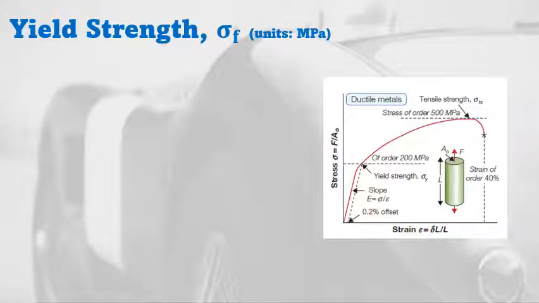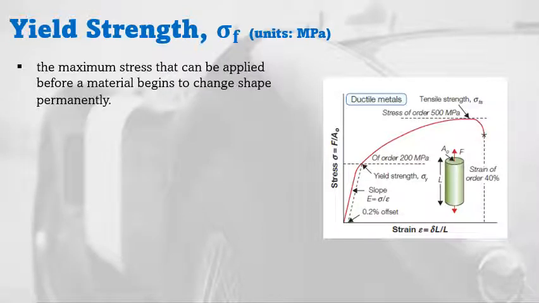The second mechanical property that we will examine is the yield strength. The yield strength is the maximum stress that can be applied before a material begins to change its shape permanently. So in the stress-strain curve, it is found in this portion that you can see here, right after our slope, which is equivalent to the elastic modulus.